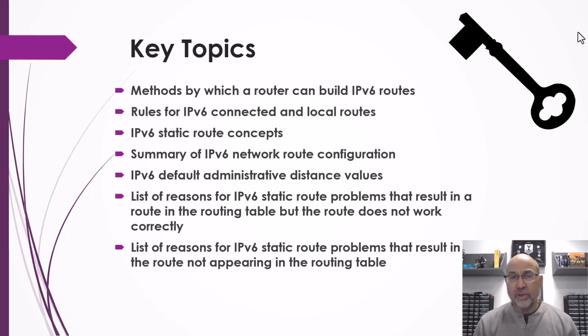And then the troubleshooting, there's two really big ideas. One is the list of reasons for IP static route problems that result in a route being in the routing table but it doesn't work correctly. And then the other one is that you put in a route and it doesn't appear in your routing table at all. Why would that be the case? So we'll talk about both of those issues.